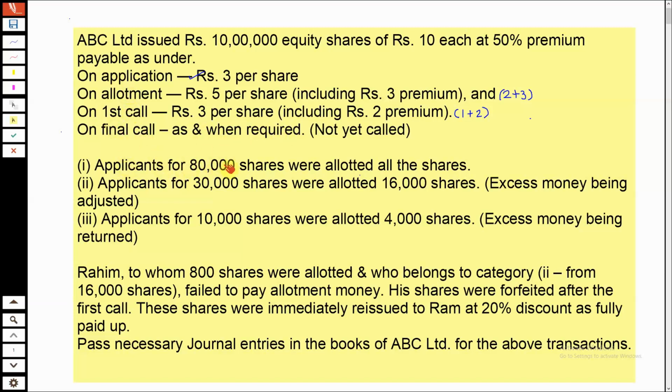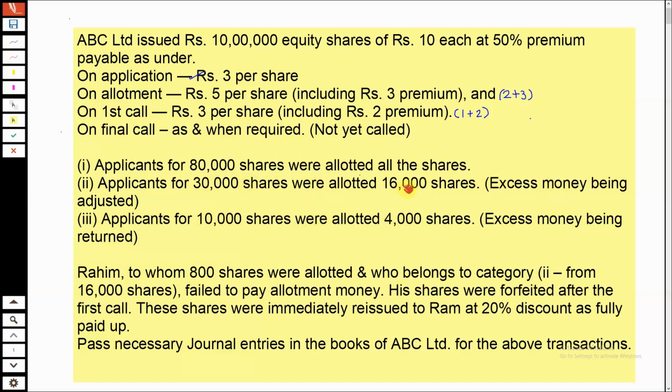Applicants for 80,000 shares were allotted all the shares. Meaning those who applied for 80,000 got the full shares. Those who applied for 30,000 got 16,000 shares and those who applied for 10,000 shares got 4,000 shares. But these lines are important. Now these two categories are called prorata categories. They were allotted less than what they asked for.